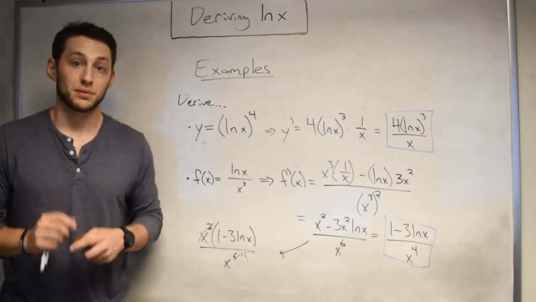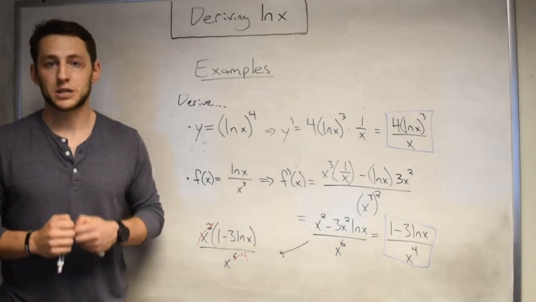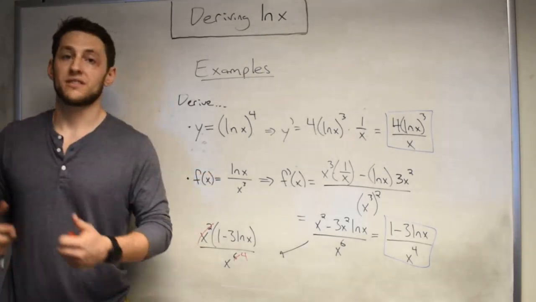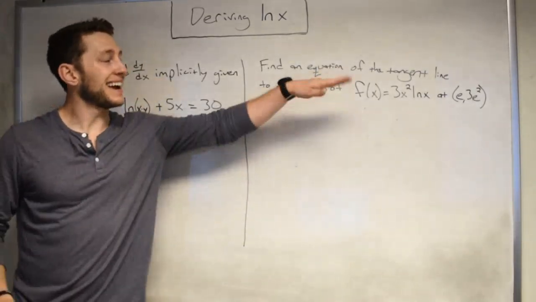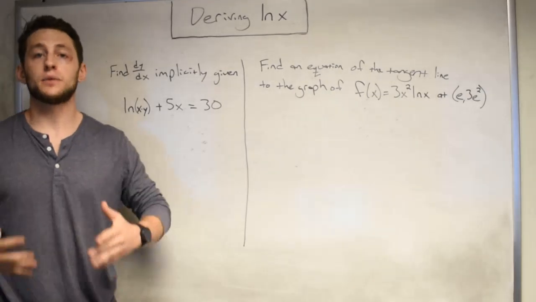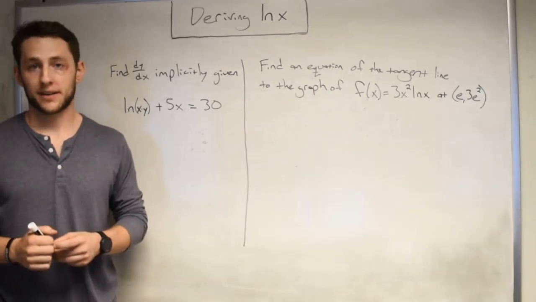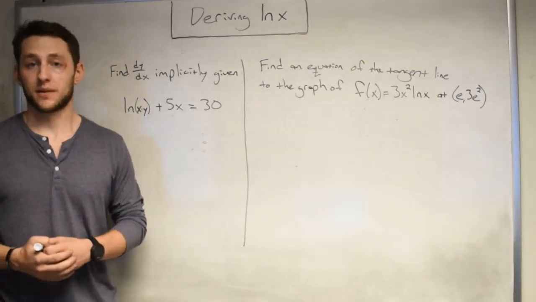Now let's dive into some implicit differentiation and finding the equation of tangent lines, since we have rules involving more derivatives now. Alright, now let's get some both implicit and equations of the tangent line in there now that we know how to derive the natural log of x and more complicated natural logs.